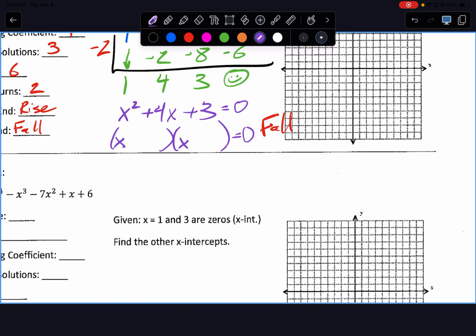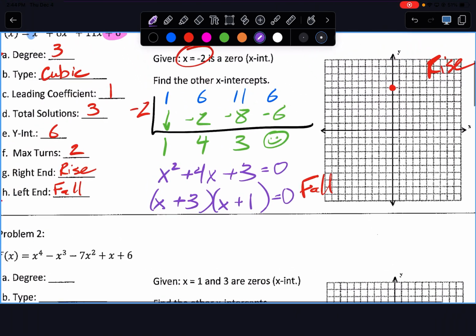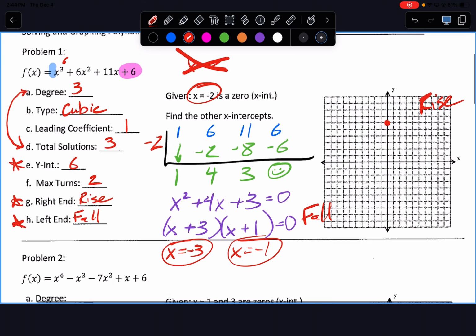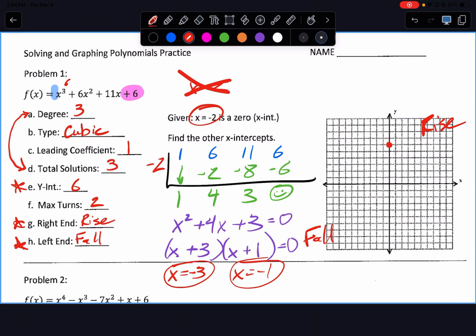x, x. And then what are the factors of 3 that add up to 4? 3 and 1. So it's going to be plus 3 plus 1. So then we can use that and the 0 property. Set these equal to 0. So x equals negative 3. x equals negative 1. So now I'm going to go back to our degree was 3. So that means we have to have 3 solutions.